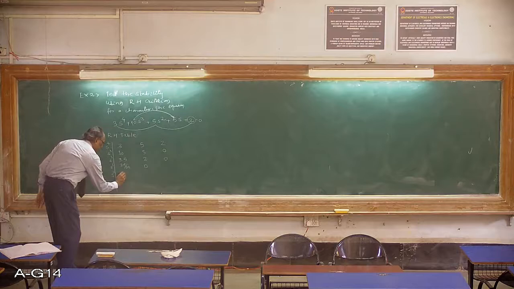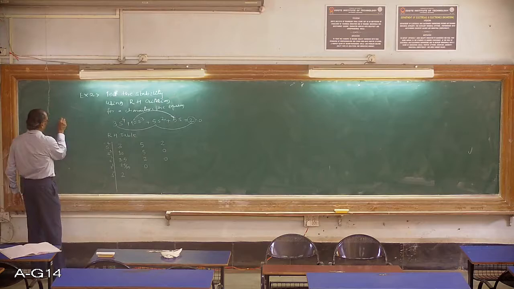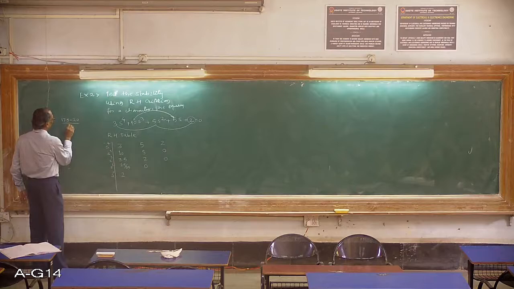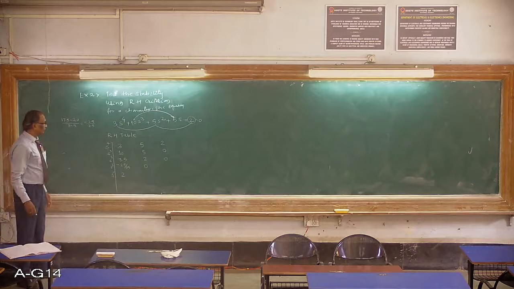Now 2.5 by 3.5, sorry, this should be 3.5 into 5, 17.5, minus 10 into 2, 20, divided by 3.5, so this will be minus 2.5 by 3.5. Now, once you get the RH table, you need to apply the RH criteria.